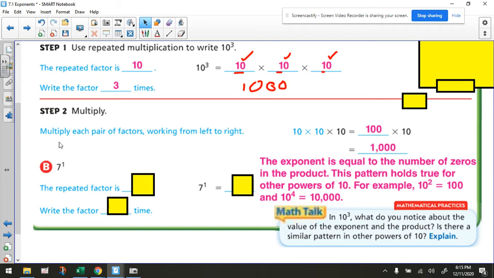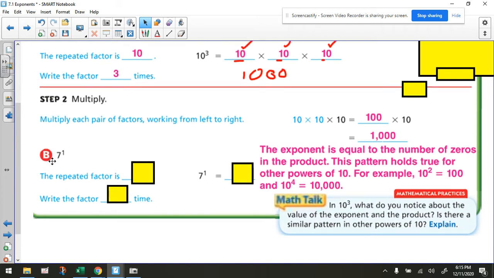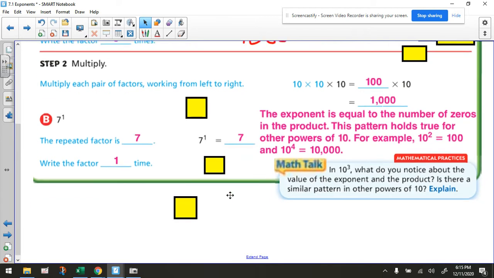All right, let's take a look at example B. We have 7 with an exponent of 1. Wouldn't that just be 7? Write the factor 1 time, and that's only 7.